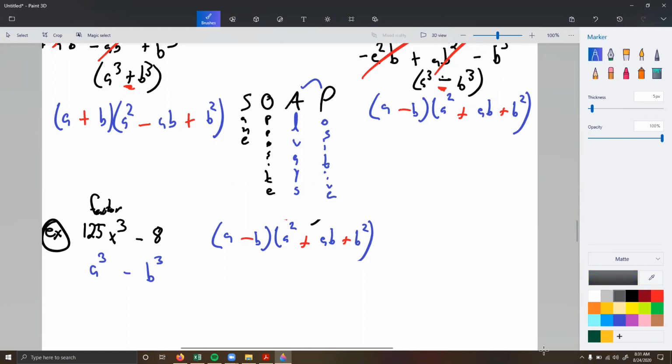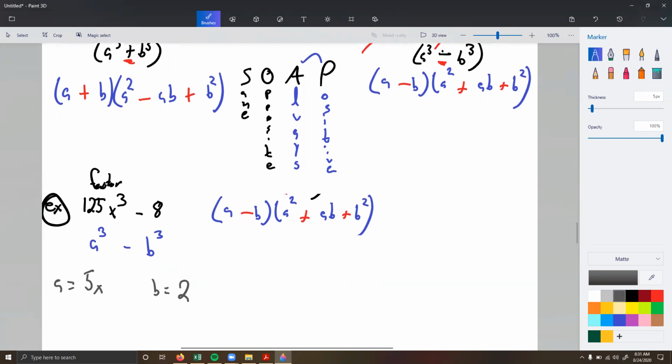Somebody saying it. 5x is your A. And then B is just going to be 2. Again, that's part of the reason we started doing roots and radicals last week, so that way you guys can do cube root of 125x cubed, and you can actually pull that thing apart in order to get 5x. If you still have questions about that, talk to me about it. But for right now, let's just go with it.